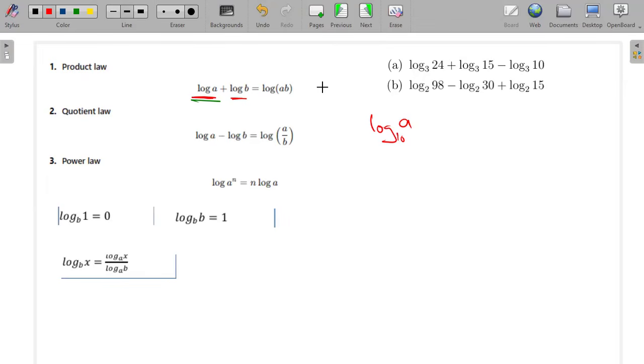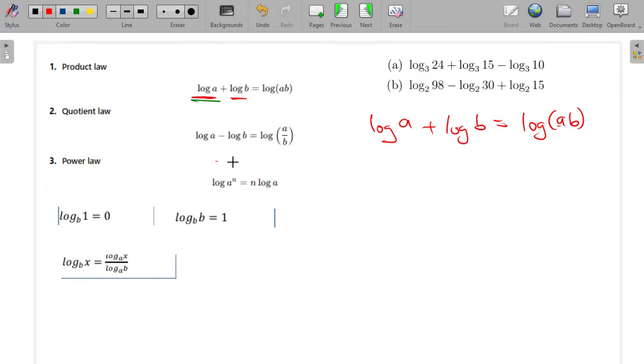So they don't indicate if the base is 10. They just see it as log A or log B. So when you have log A plus log B, this is the same as log of A multiplied by B. You multiply the A and the B to keep it as one log.